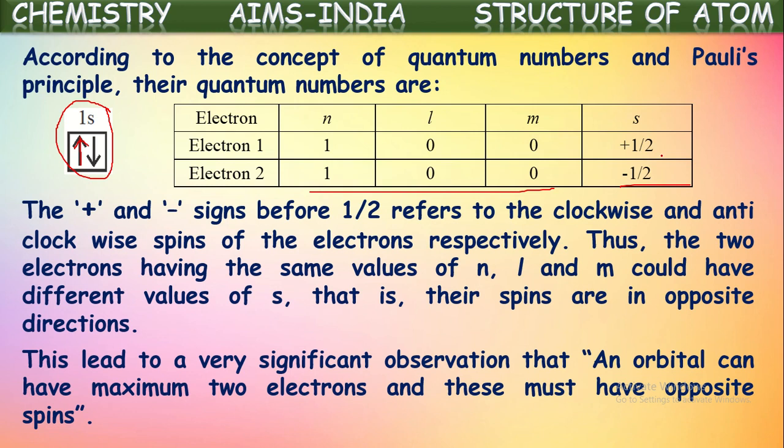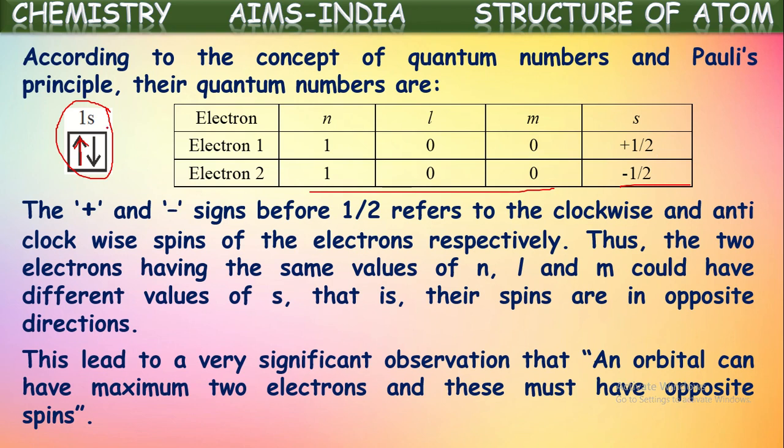This leads to a very significant observation that an orbital can have a maximum of two electrons and these two must have opposite spins. So from this principle, the significance is very clear: an orbital can accommodate a maximum of two electrons and these two will have opposite spins.